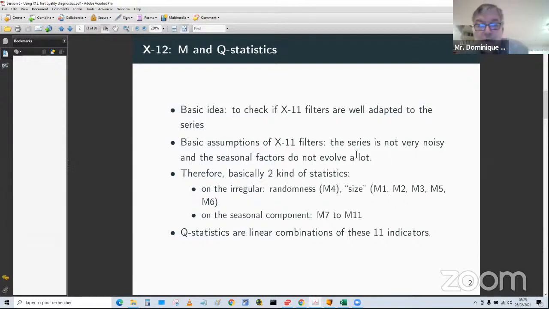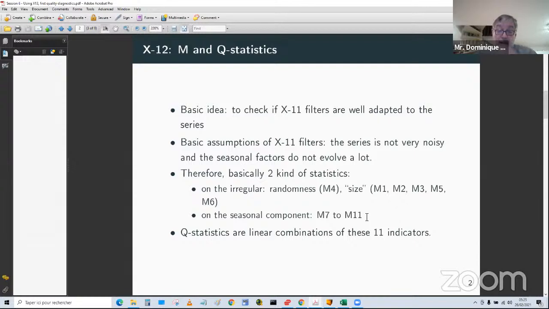So therefore you have two kinds of statistics. Statistics on the irregular: you want to check if the series is or is not very noisy. So you have the statistics M1 to M6, and they are here to check the irregular. And on the seasonal component, the second part of the potential problems, you have M7 to M11. So you have two parts, you have 11 statistics.